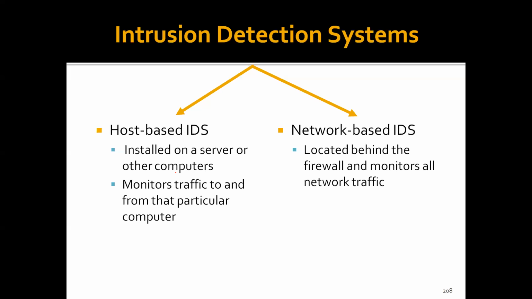There are two types of intrusion detection systems: host-based IDS and network-based IDS. A host-based IDS is installed on a server or other computer, and monitors traffic on that particular computer. We can monitor what data, what packets come: UDP packets, ICMP packets, TCP packets, like this. We can check what packets come, and we can monitor them.